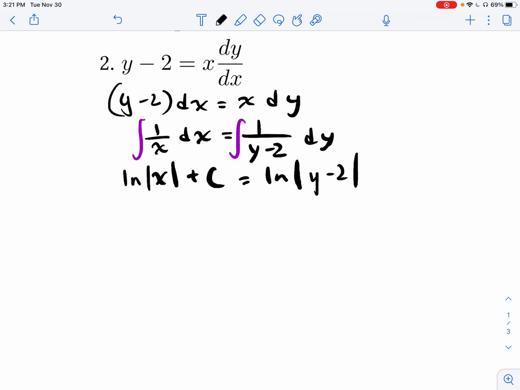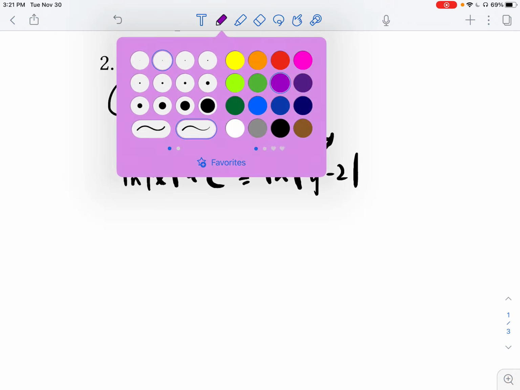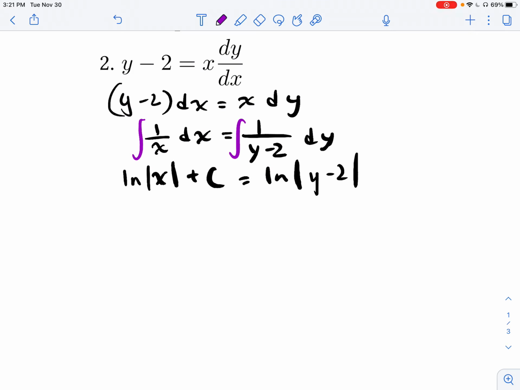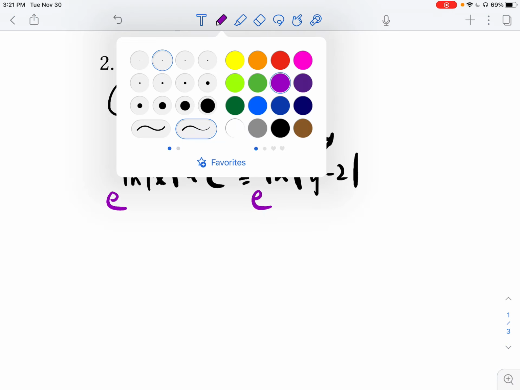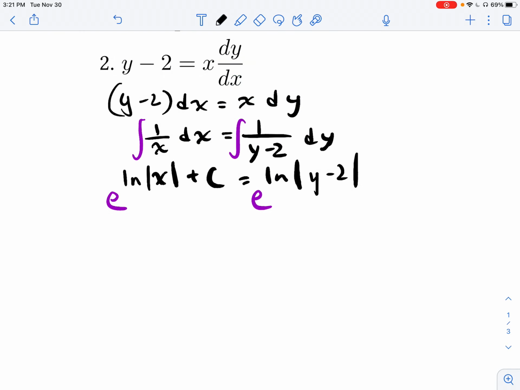Okay? Now we're going to go ahead and exponentiate both sides. That is to say, we are going to write both sides as powers of e. So let me take care of the right side first because it's easier to see what we're doing here. e raised to the power of the natural log of the absolute value of y minus 2. Exponent properties say that e raised to the power of the natural log of some argument is just that argument itself. So this side would be the absolute value of y minus 2.